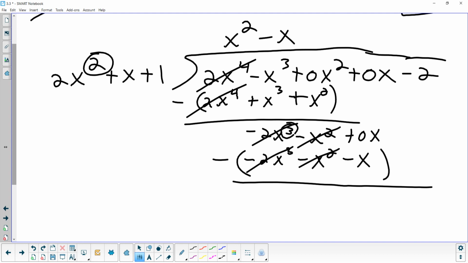Okay, we had two things that canceled. And actually, we're going to be done, because look at what's left. 0 minus x. That's a plus x. Bring down your 2.